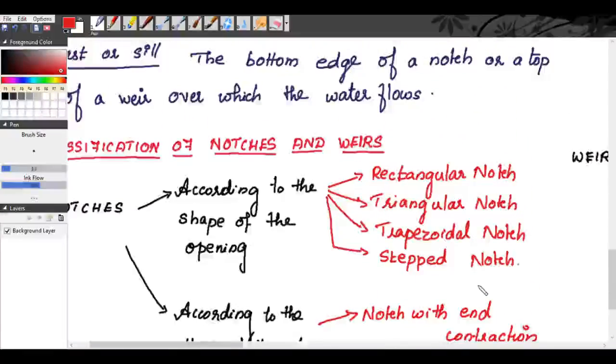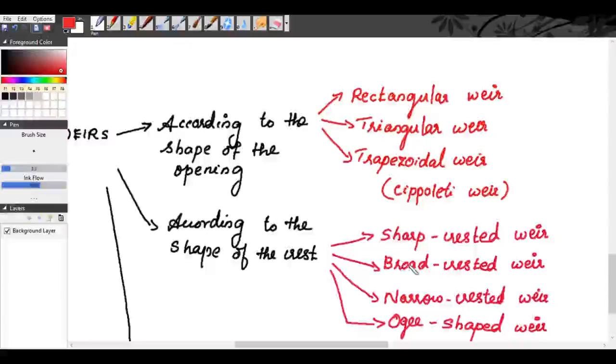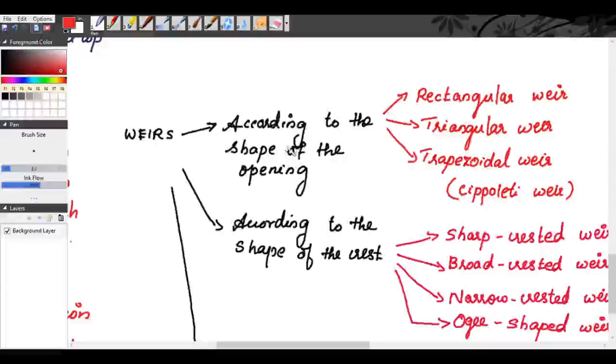Now, the weirs are classified. First classification is based on the shape of the opening. As with the notches, weirs are also classified into rectangular weir, triangular weir and trapezoidal weir. And one type of trapezoidal weir is known as Sill weir. So we will see what a Sill weir is, and what the conditions are, in the coming classes.